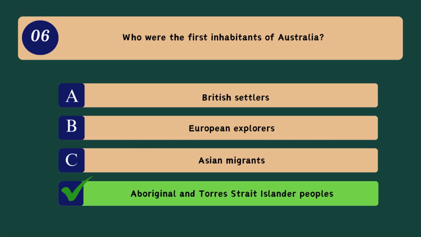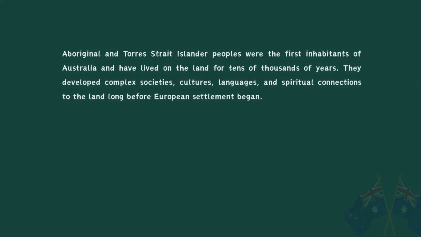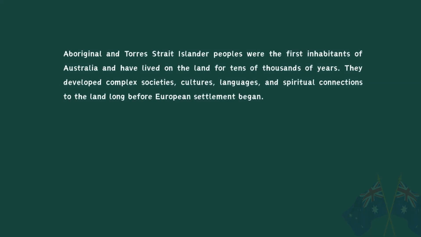Correct answer. D. Aboriginal and Torres Strait Islander peoples. Aboriginal and Torres Strait Islander peoples were the first inhabitants of Australia and have lived on the land for tens of thousands of years. They developed complex societies, cultures, languages, and spiritual connections to the land long before European settlement began.